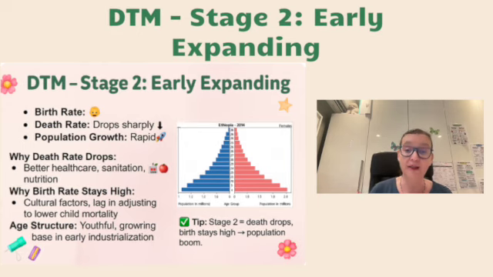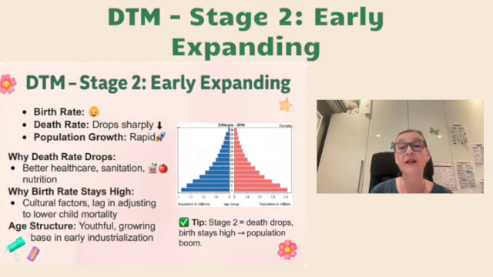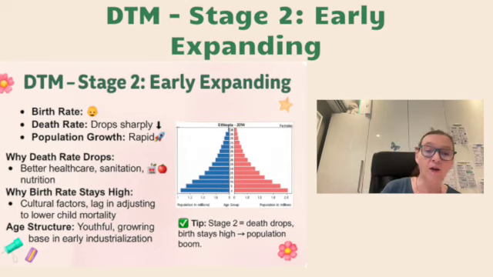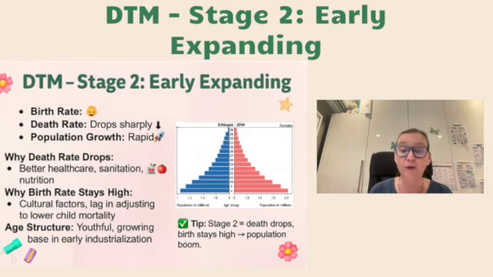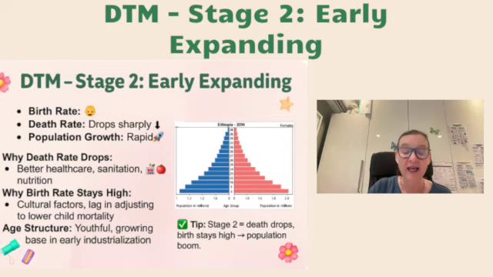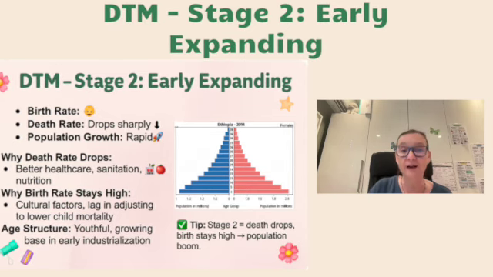So why does the death rate drop? Well, it's mostly because of improvements in healthcare, sanitation, and nutrition. So think of cleaner water, better medical care, and more reliable food supplies, so that helps people live longer, especially children. But notice that the birth rates stay high for a while.